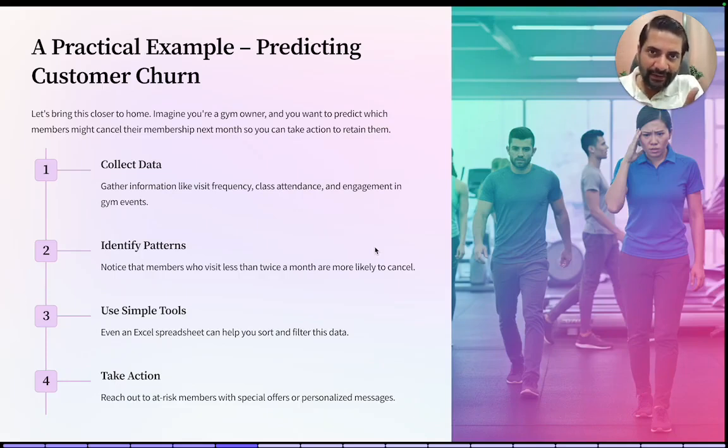It would identify the pattern. Okay, people who only came to the gym twice a month left the membership the next month, or people whose engagement in gym events decreased over a period of time are more likely to leave the membership in the next month. So that's where machine learning comes into the picture, and it analyzes this set of data and information and gives you the predictions. And based on the predictions, you take action.